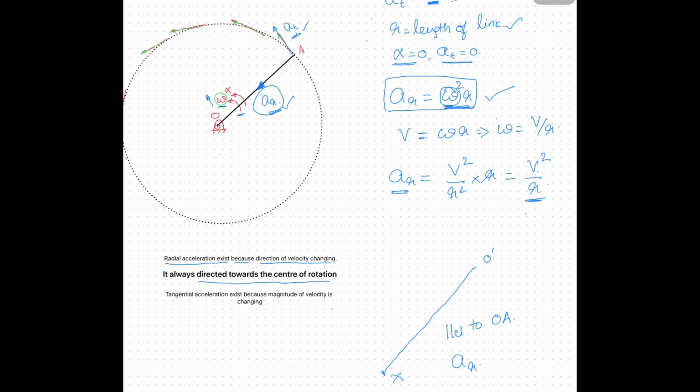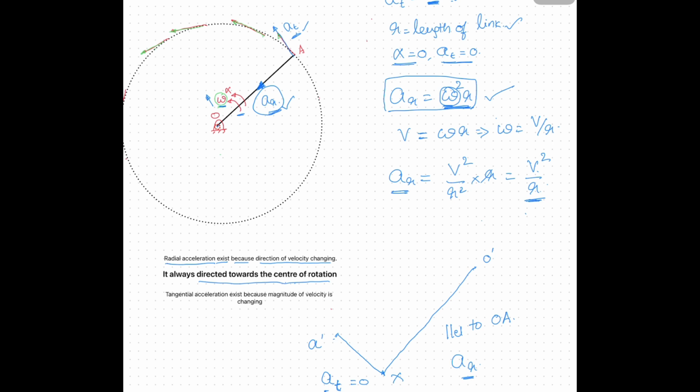Then draw a perpendicular vector from point X. The magnitude of this length, X to A dash, is the tangential component of acceleration, which we can calculate from alpha into the link length OA. Suppose alpha is not given, that means the AT value becomes 0. That means O dash X will be the acceleration of the link OA. In this case, we have both the radial component as well as the tangential component.